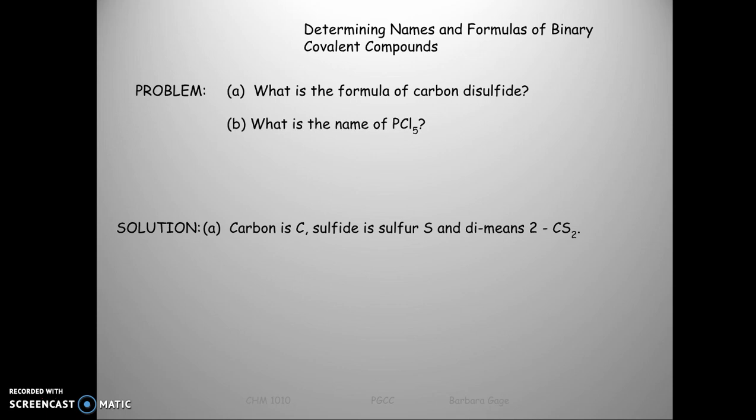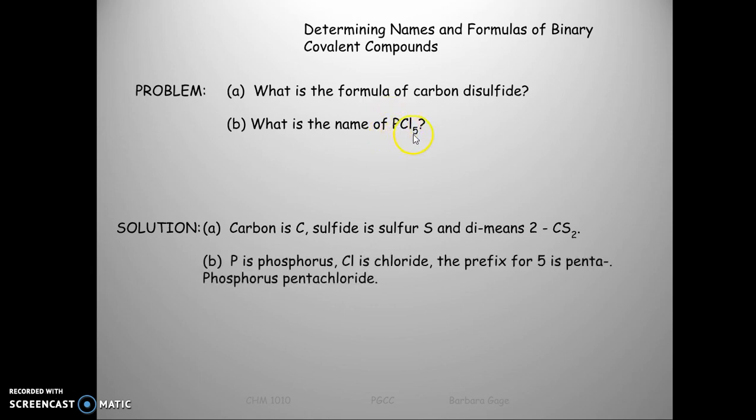Okay, here's the opposite. What is the name for PCl5? Here we don't have the name, but we have the formula. We're trying to get the name. So we need to look at our numbers here. Phosphorus, there's not a 1 here, but we know that there's just one phosphorus atom. Then we have 5 chlorine atoms. So the rule: if the first one is just one atom by itself, we just keep it as phosphorus. The prefix for 5, we know, is penta from our chart. So the way we say this is phosphorus pentachloride.